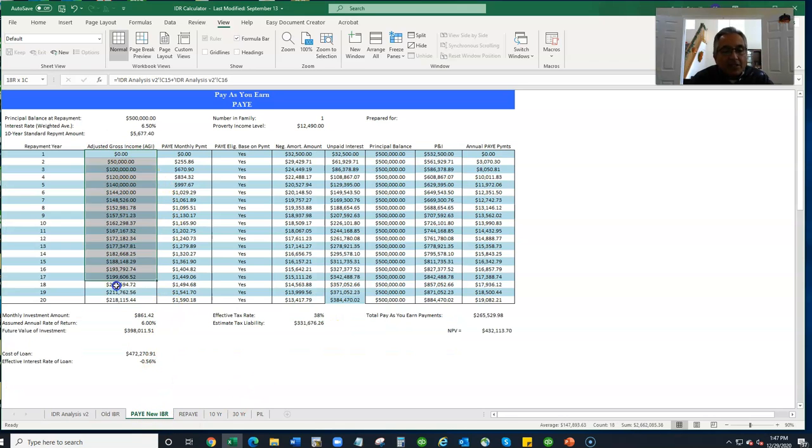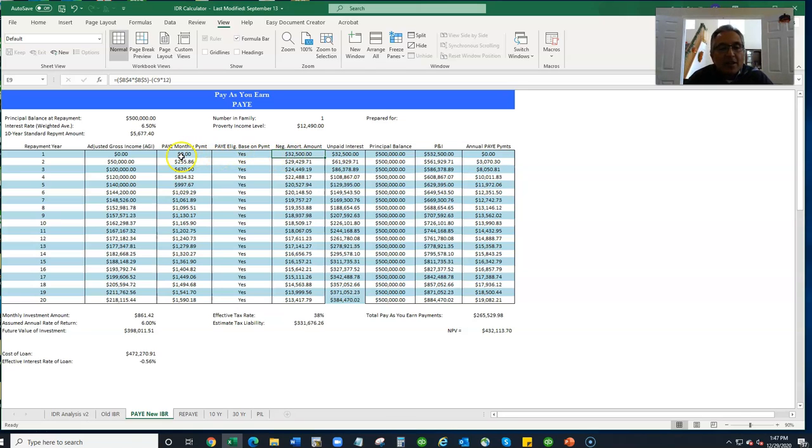But again, let's look at this income stream from 1 to 20. Again, PAYE or new IBR is a 20-year repayment period. These are the monthly payments. Now, one thing that you need to be aware of, as I mentioned before, with the income-driven repayment programs, your payments aren't sufficient to cover the interest due. And that's referred to as negative amortization.